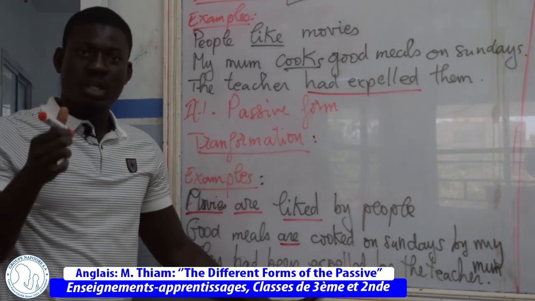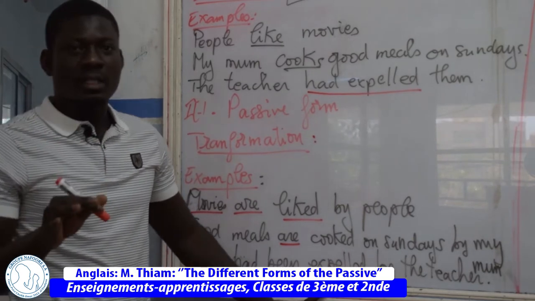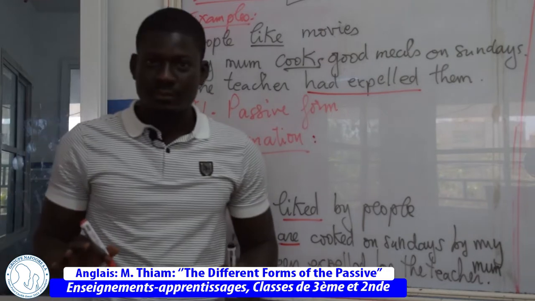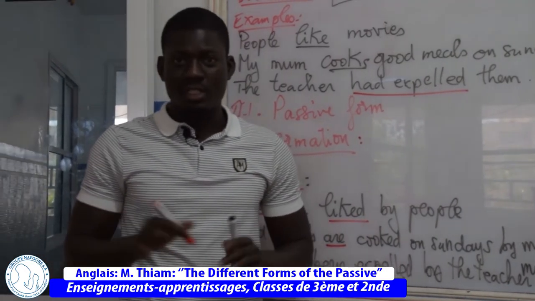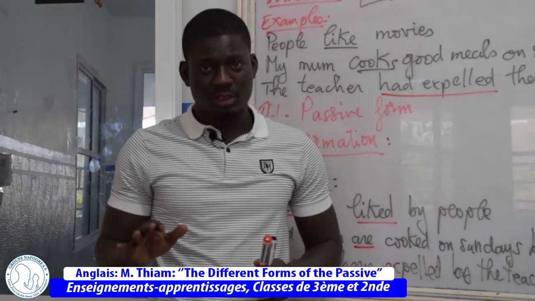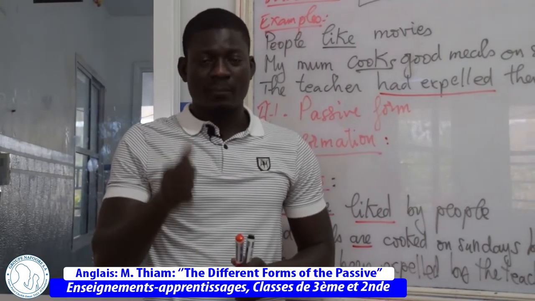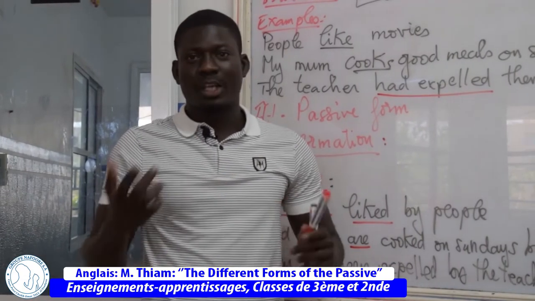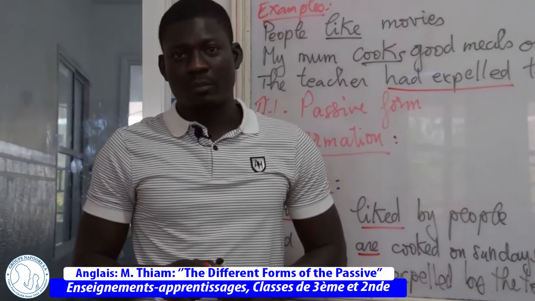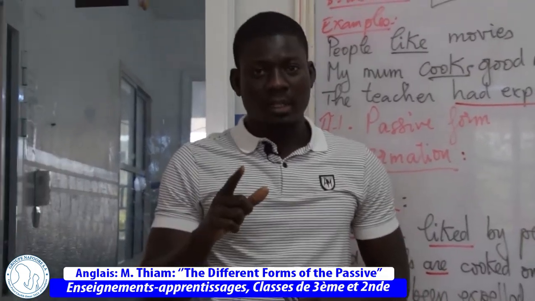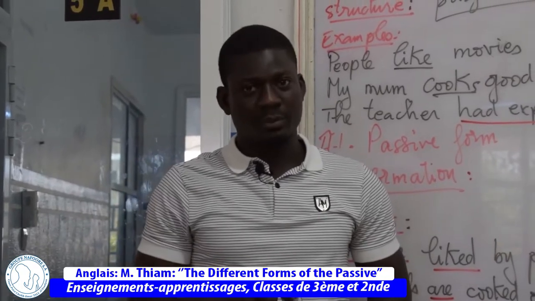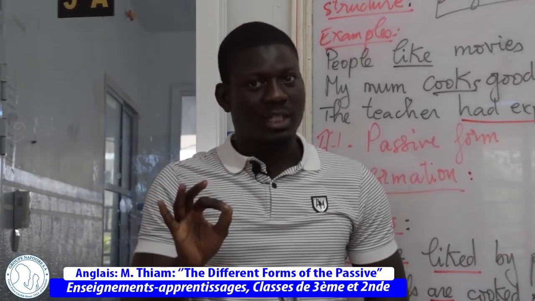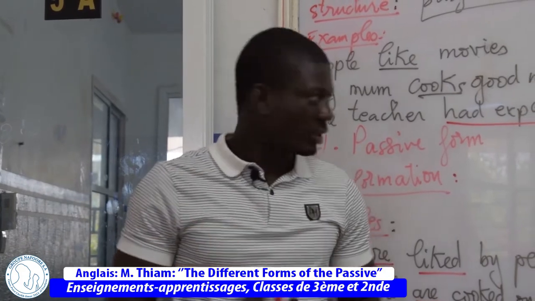So, what you need to know is the tense does not change. No way. There is no way that the tense can change. The tense will never change. All you need to know is the auxiliary to be will be conjugated in the tense of the verb of the initial sentence, and then the verb will be put in its past participle. So, no change of tense. Tenses never change. All right.